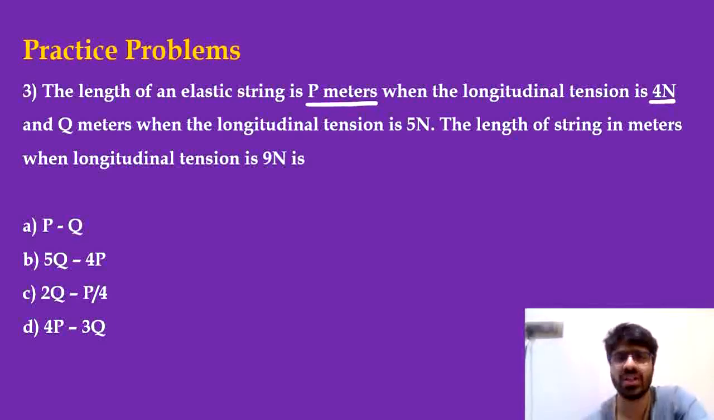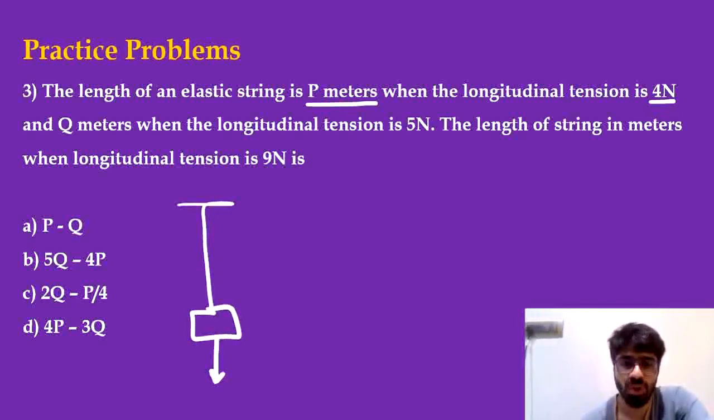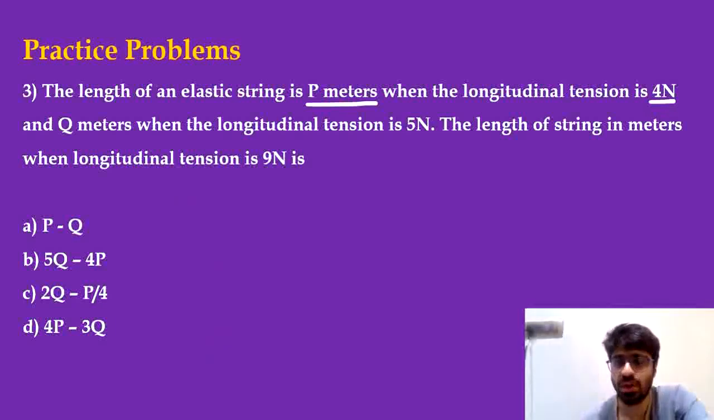The longitudinal tension means the force that you have applied to stretch the wire. Anything that you are applying along the length is longitudinal. So if this is the wire, you applied a force here. The force was pulling the wire along the length. If you are pulling the wire along its length, it is longitudinal. The force is longitudinal and it is equal to 4 Newton. So when the force was 4 Newton, the total length was P meters.